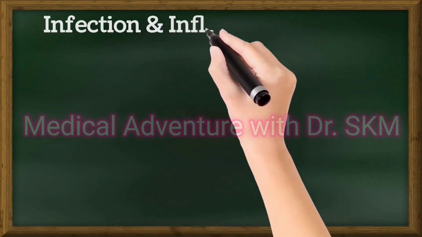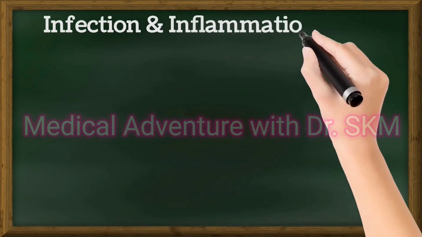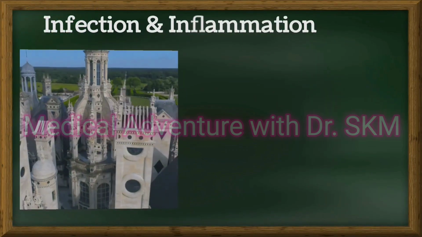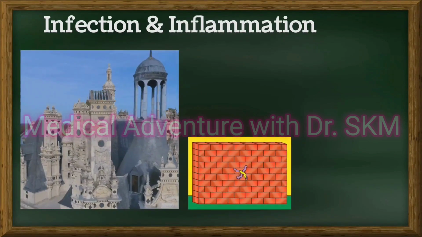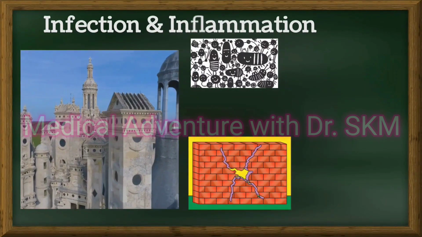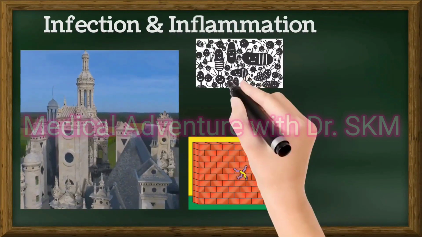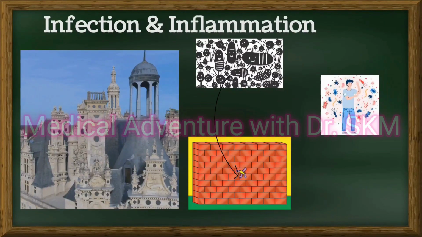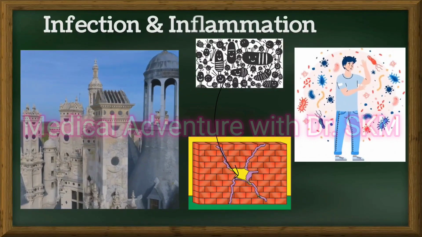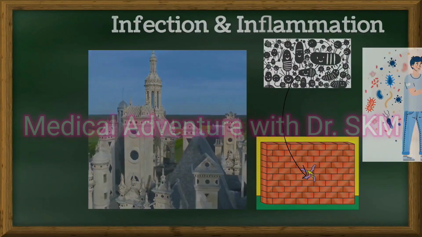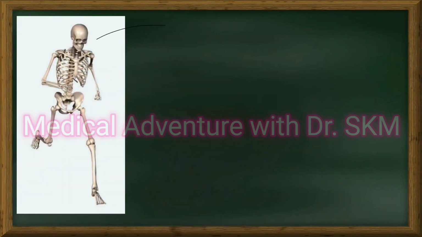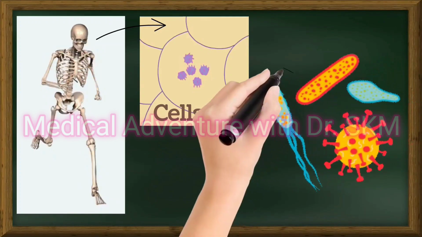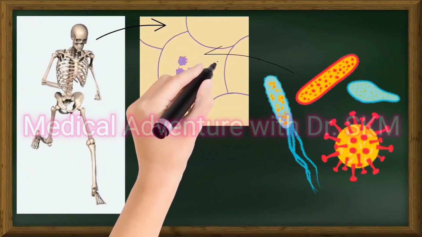Infection and inflammation. Let's understand the difference between the two. The human body can be compared to a fort, castle, or fortress, constructed from bricks. Similarly, the human body is built from cells. When microorganisms, such as bacteria, viruses, or fungi, launch an attack or invasion on the body's cells or tissues, we call this an infection. Here you can see that the human body, which is made from cells, becomes vulnerable to the entry and attack of microbes within these cells.